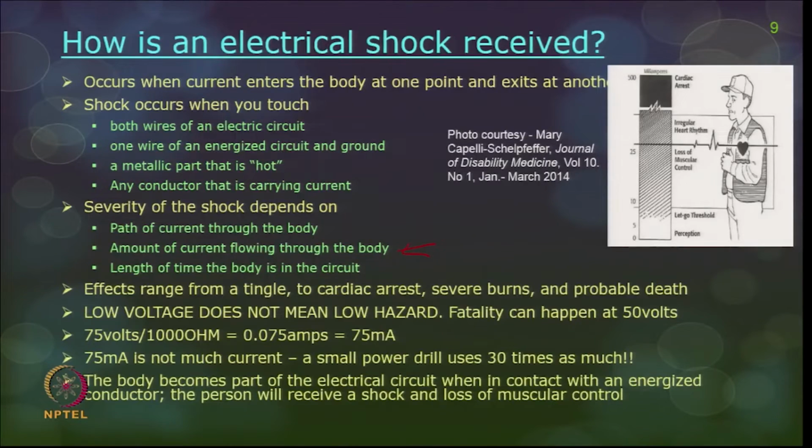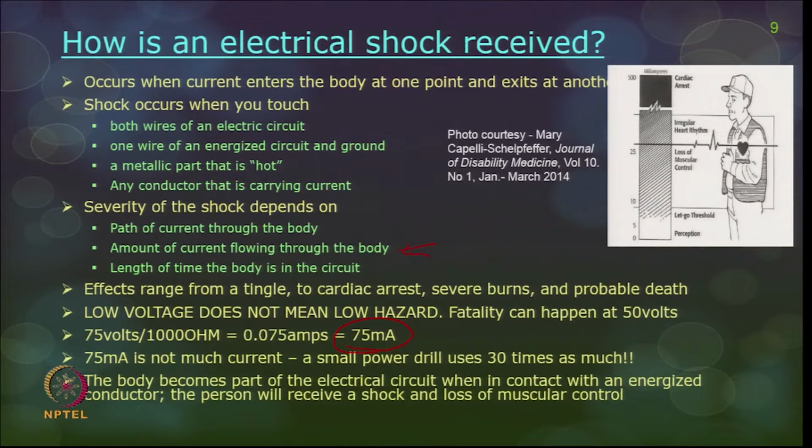If you look at some of the equipment you work with on a construction site, for example, a small power drill will actually draw 30 times more than 50 milliamperes of current. Suppose 75 volts divided by 10,000 ohms is 0.075 amperes, which is 75 milliamperes. So with 75 volts, 75 milliamperes of current is actually passing through.